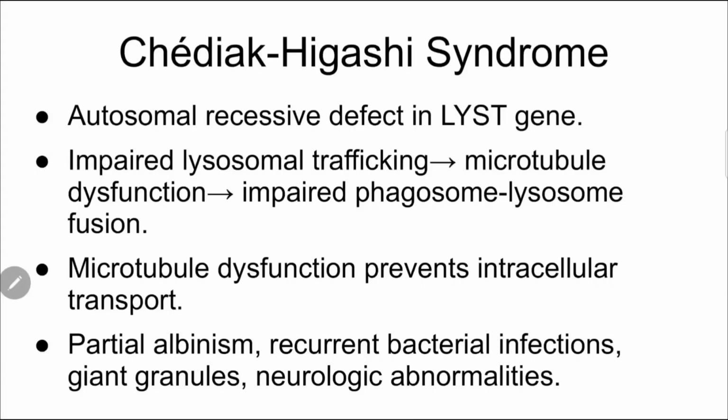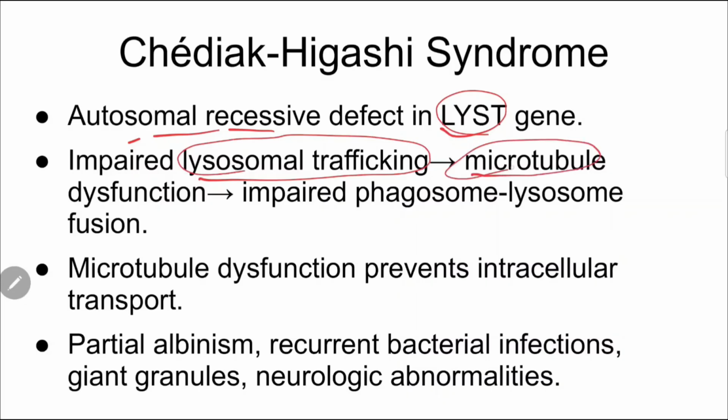Next, we have Chediak-Higashi syndrome. I hope I'm pronouncing that right. This is going to be an autosomal recessive defect in the LYST gene. LYST is basically lysosomal storage trafficking, right? So this LYST gene is responsible for lysosomal trafficking, and I'll explain this in a second. This impaired lysosomal trafficking leads to a microtubule dysfunction that leads to impaired phagosome and lysosome fusion.